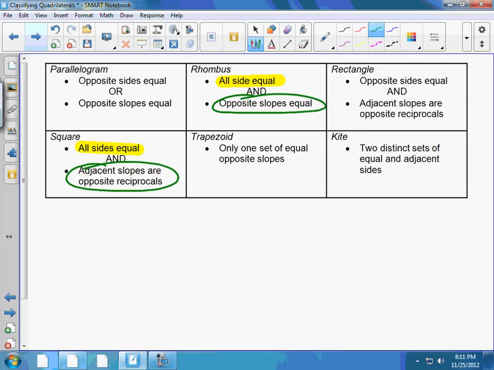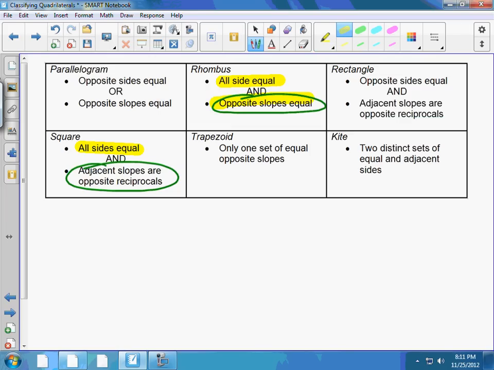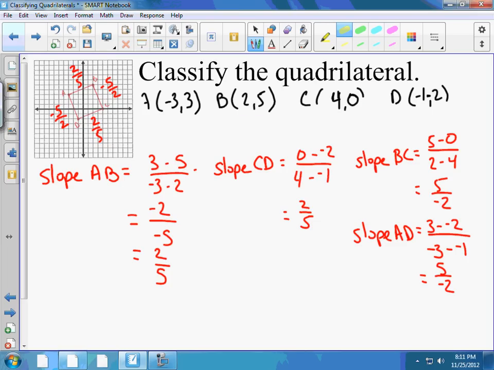So we for sure have a rhombus. But we need to see if this rhombus is also a square. So to do that, we're going to take a look at the slopes, adjacent ones, this slope and this one. And if we multiply them together and get negative 1, we'll know then that they're perpendicular, which makes a right angle. So let me clean up my whiteboard here.